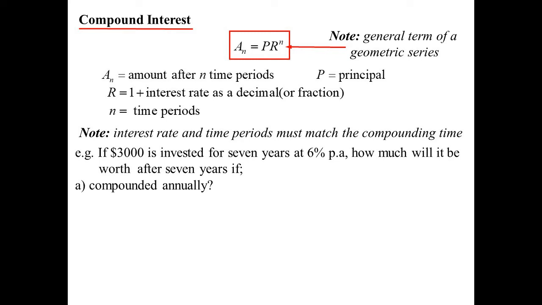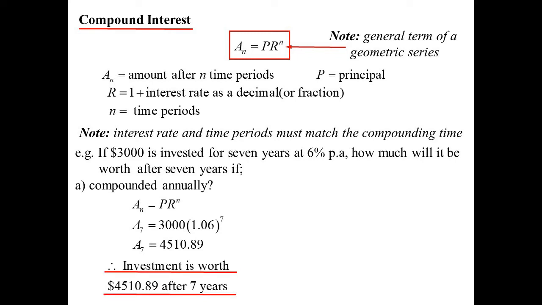Let's do the same question, and let's compound it annually. So now we would put it into our geometric form, 1.06 to the power of 7, and we end up with 4,510.89. What did we get before? It was, okay, so, you know, it's a reasonable amount more, a couple of $100.